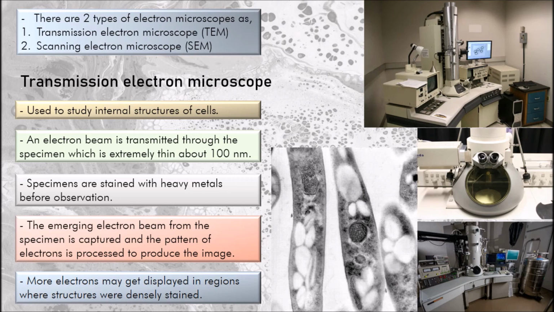Those heavy metals attach more to certain cellular structures than to other areas. The emerging electron beam from the specimen is captured and the pattern of electrons is processed to produce the image. More electrons may get deflected in the regions where structures were densely stained.